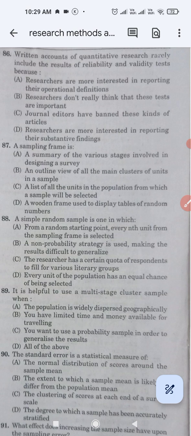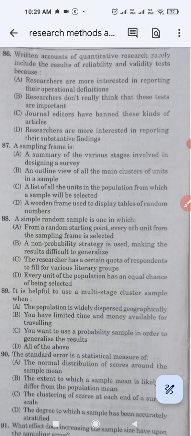Now question number 81. Which of the following is not a form of measurement validity? Option A, concurrent validity. Option B, face validity. Option C, conductive validity. And option D, convergent validity. So the correct answer of this question is option C, conductive validity.